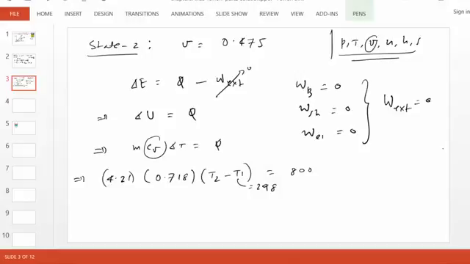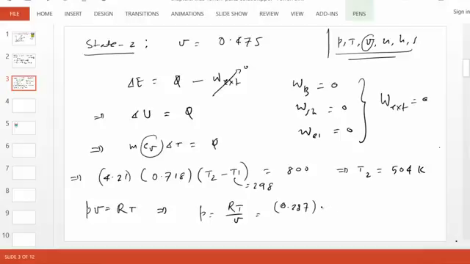So we can solve this problem, obtaining T2 equals 504 Kelvin. So how do we find pressure? Of course, if we just use the ideal gas equation, PV equals RT, that will give us the pressure. Pressure will be RT over v. Temperature is 504, and specific volume is the same as state 1. And that gives us the pressure of 340 kPa.